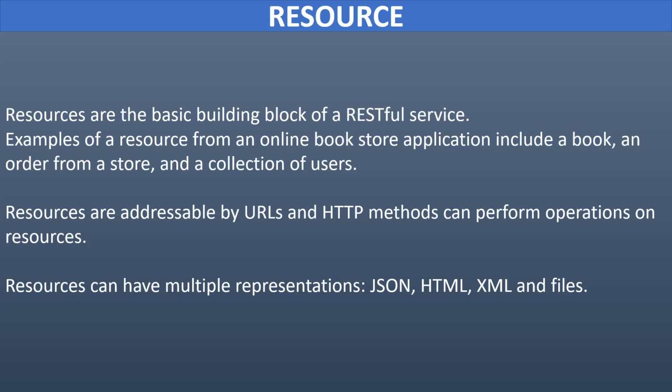Resources can have multiple representations, which means a resource can have more than one representation. We can return the resource in JSON format, XML format, HTML format, or file formats also. Book details, for example, we can return in JSON format, HTML format, and XML format also. REST supports any of the representations.